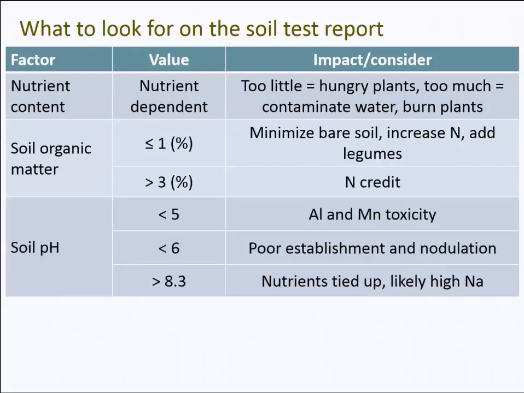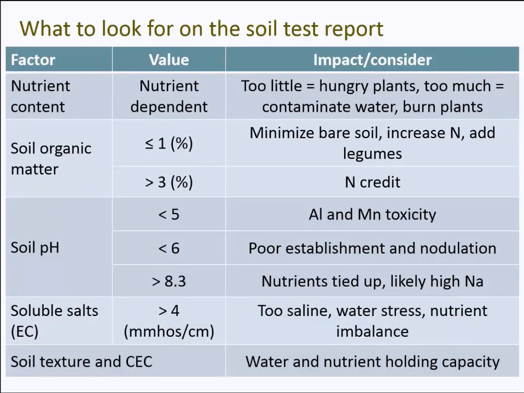I would also really look closely at soil pH. If you have less than a soil pH of 5, you probably have some metal toxicity, aluminum or manganese. If you have less than 6, you're probably observing poor establishment and maybe poor nodulation of legumes. And if you have greater than 8.3 pH, some nutrients like phosphorus and metals will likely be tied up. You likely have high sodium, and you probably have some what's called soil structure problems where your soil probably doesn't drain very well. You might have some ponding and some shrinking and swelling of soil.